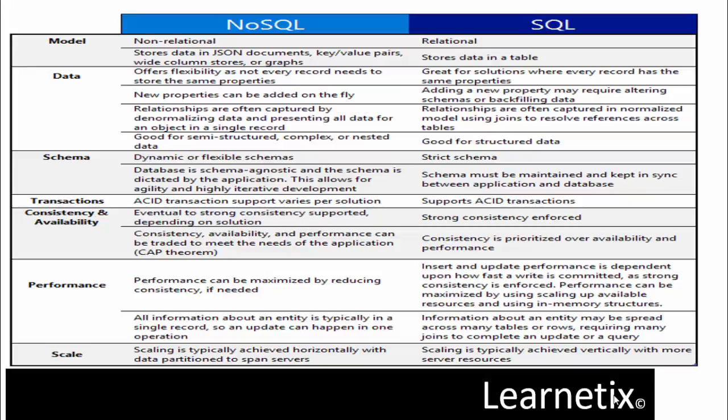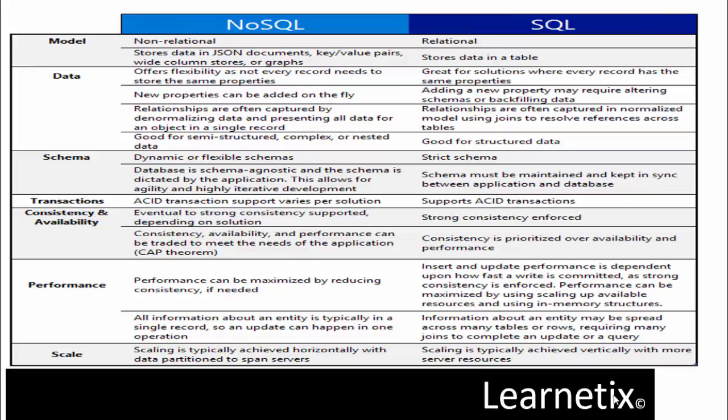The next point which makes a difference between SQL and NoSQL is the schema. SQL is for strict schema, but NoSQL is for dynamic or flexible schema. The SQL schema must be maintained and kept synchronized between the application and database, but in NoSQL, the database is schema agnostic and the schema is dictated by the application. This allows for agility and highly iterative deployment. In the case of transactions, SQL supports ACID transactions, but NoSQL does not completely support ACID transactions. They support them as per the solution which we are going to use.